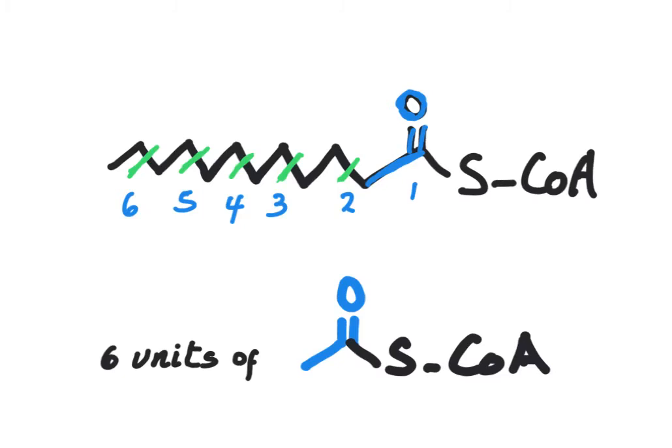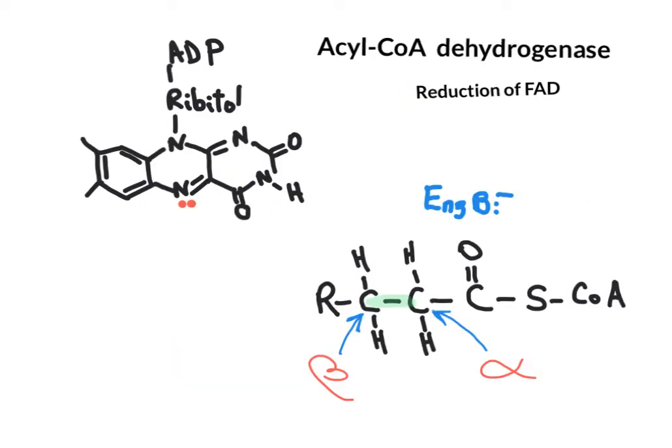The cycle then starts again with a remaining acyl-CoA, which is now 2 carbon atoms shorter. At each turn of the cycle, 1 acetyl-CoA is produced. Since this fatty acid has 12 carbons, it will turn on this pathway 5 times to produce 6 units of acetyl coenzyme A. The beta oxidation of fatty acids involves the chemistry of the alpha carbon.